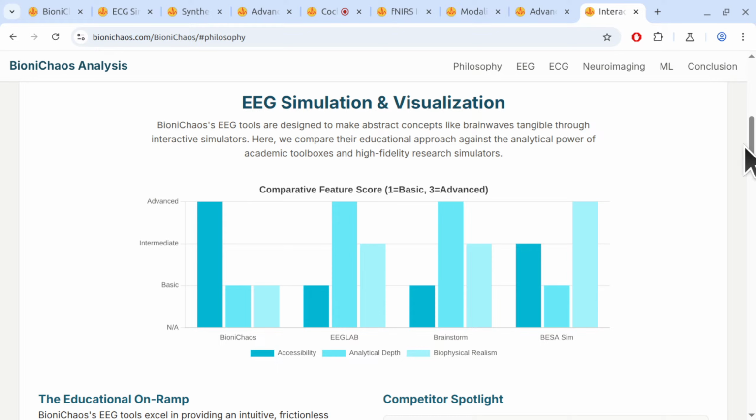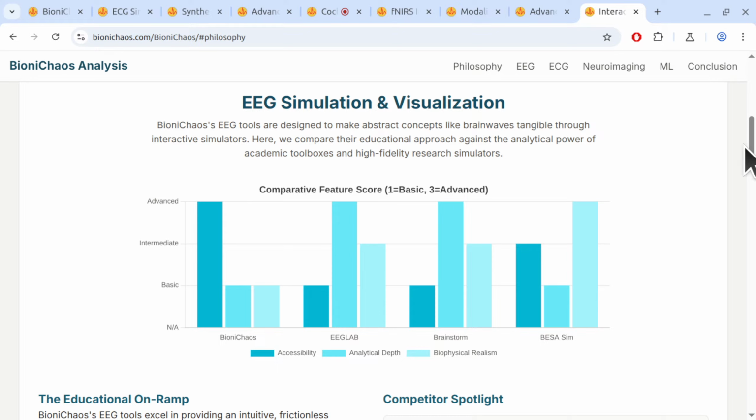The fNIRS and MRI viewers. fNIRS measures brain blood flow, MRI gives structural images. The analysis was very clear. These are viewers, tech demos, not analysis tools. Exactly. Their strength is that frictionless viewing. No installs needed. Perfect for a quick classroom demo. That's Advanced 3, accessibility again.